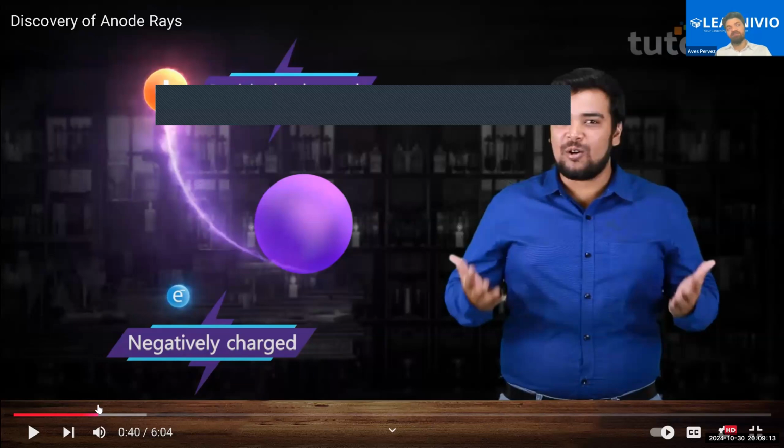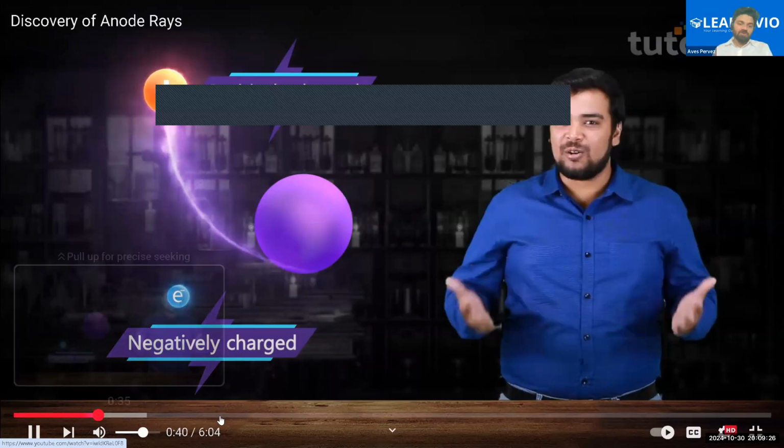Otherwise, if there were only negatively charged particles in the atom, then we could get shocked when we touch something. But it does not happen in real life. So it means that some positively charged particle is still present in the atom. Okay, so how does it happen?